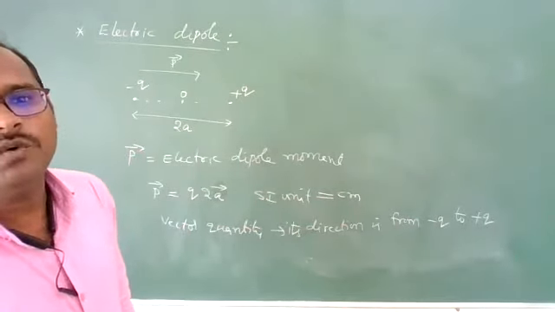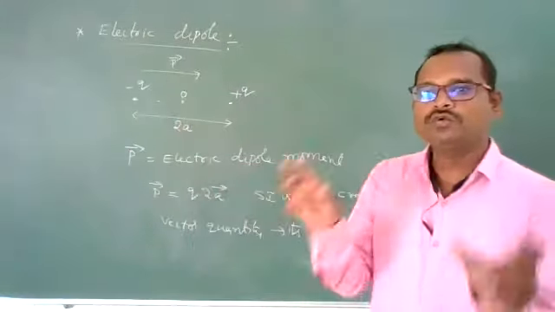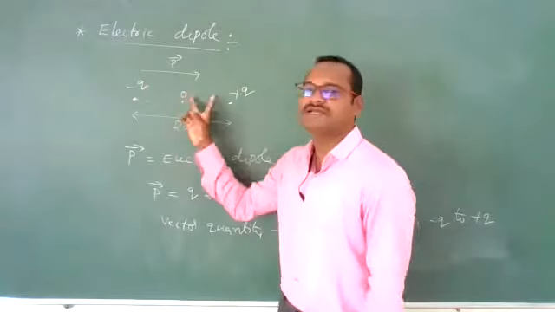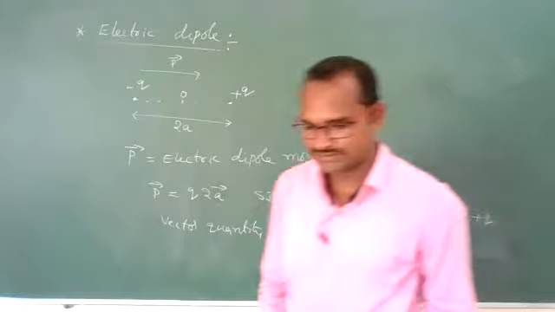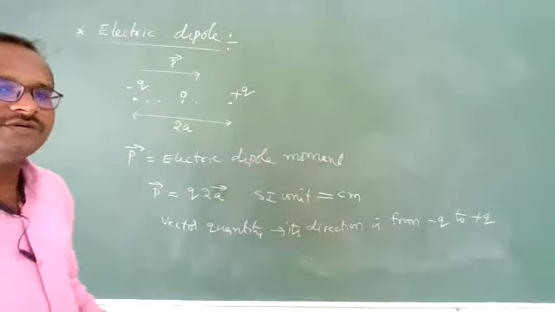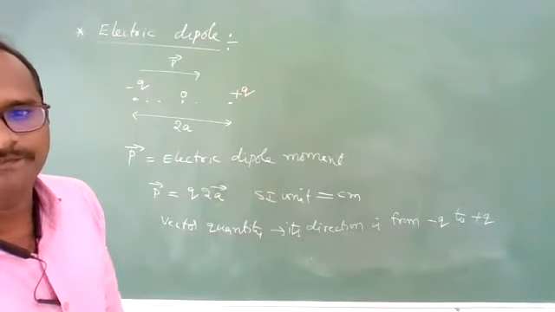What is the meaning of dipole? Dipole means nothing but two polarities. When two opposite polarity charges are separated by some distance, they form a dipole. What is the importance of this dipole? We will discuss later, step by step.